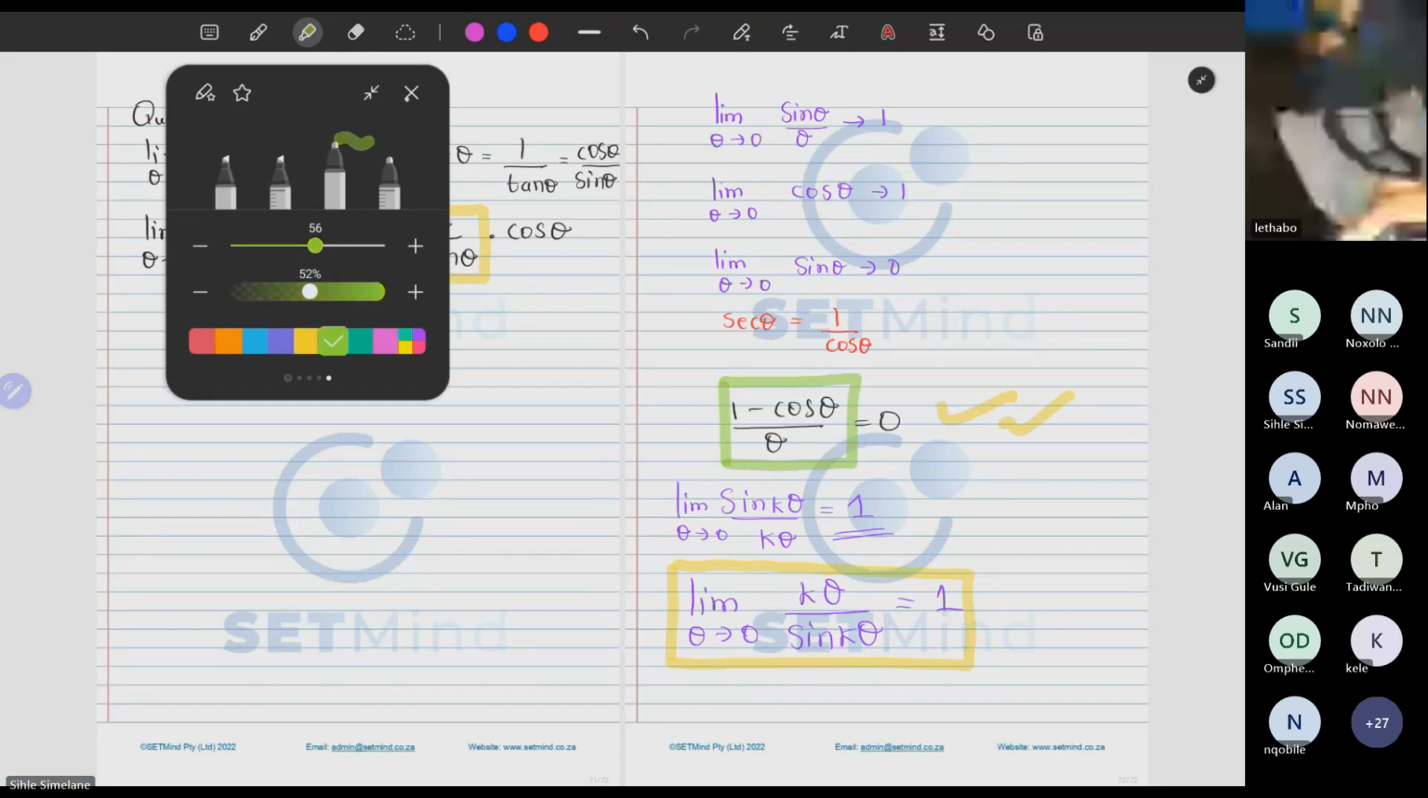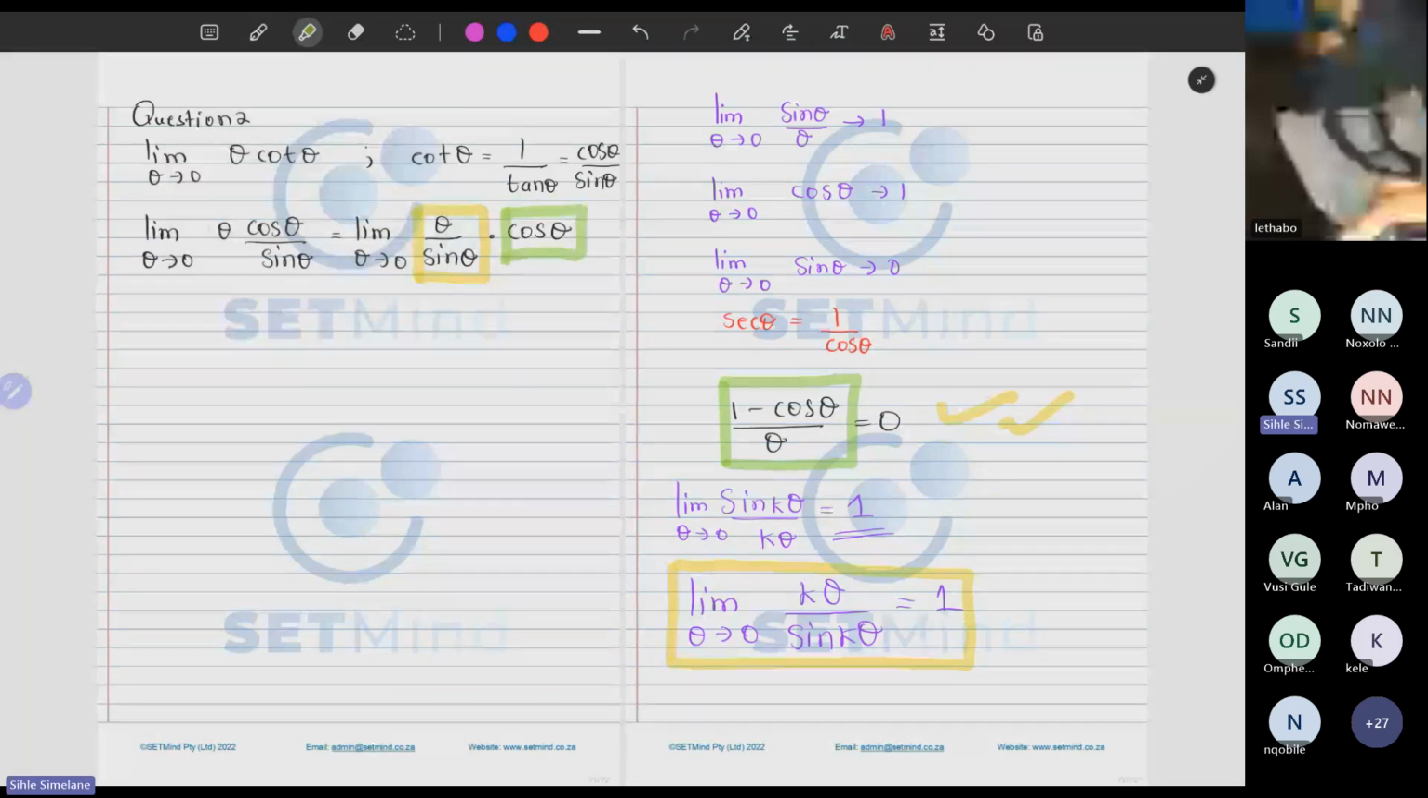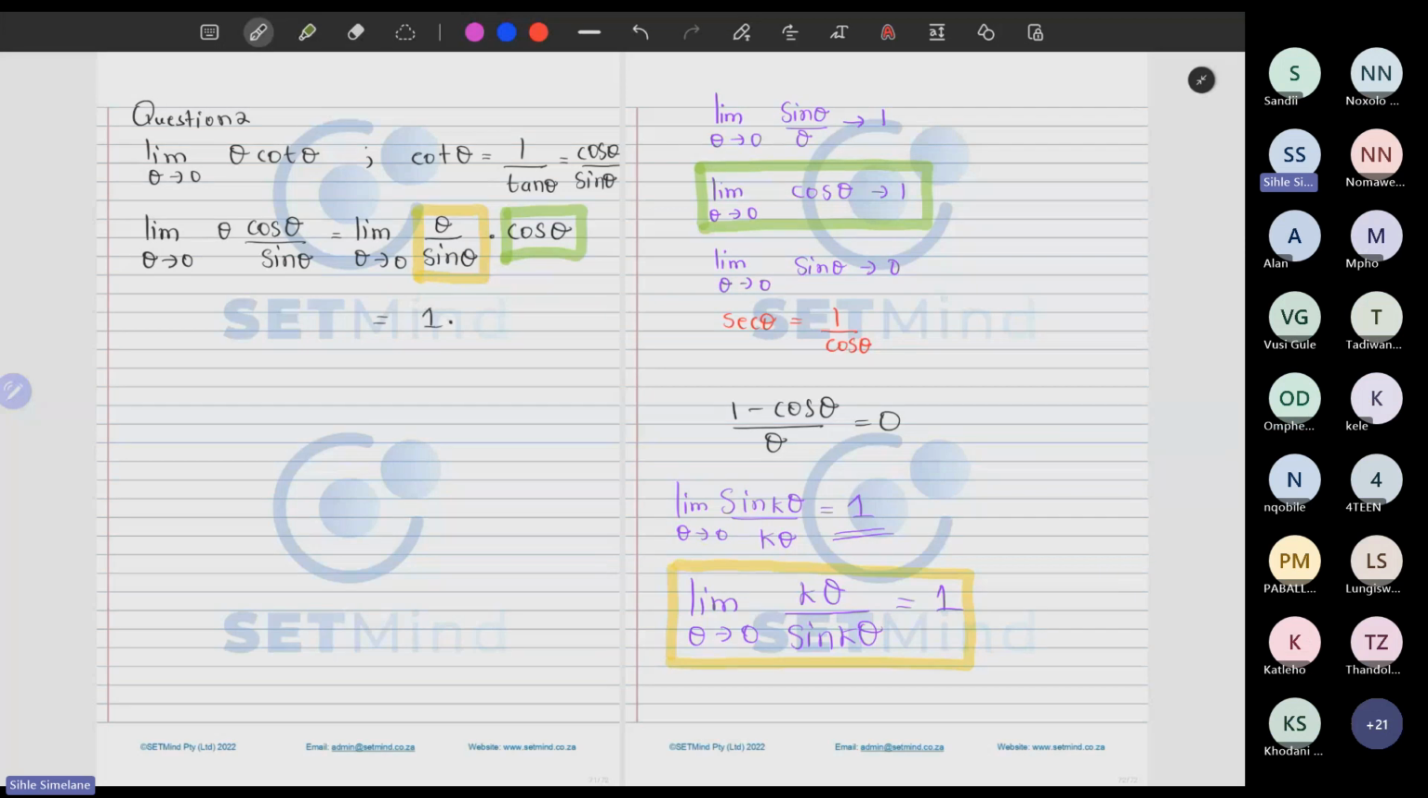But at the same time, you can see that we just have cos of theta, and as theta approaches 0, the cos becomes 1. So we are happy here because it means our answer is simply 1 multiplied by 1, which is 1. So our limit as theta approaches 0 of theta cos theta will just approach 1. So these identities on the right-hand side are important.